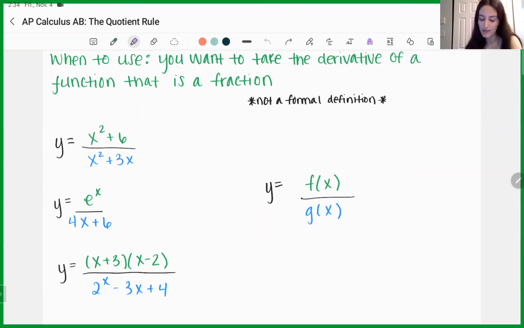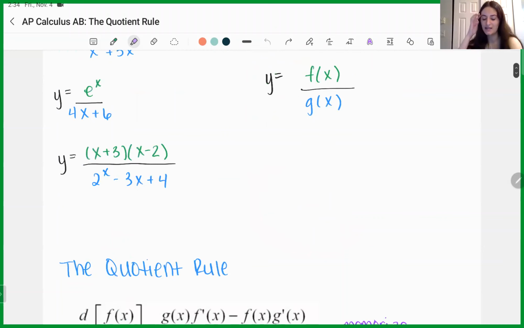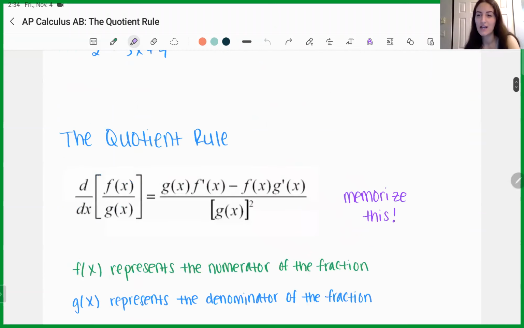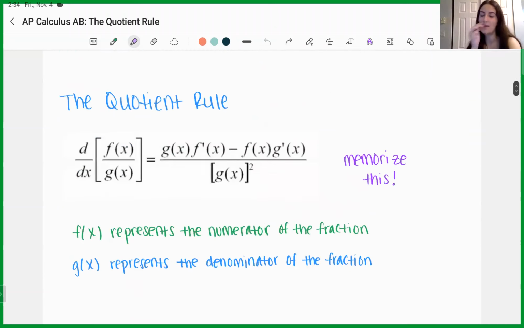So the quotient rule is right here. And I know that this formula can look kind of overwhelming when you first see it, but I promise that once you practice it a few times, it's really not too bad. So in this formula, f of x is the part of the function that's on the numerator, so on the top of the fraction, and g of x is the part of the function that's on the bottom of the fraction. And so you are going to want to memorize this because you will have to use the quotient rule a lot.